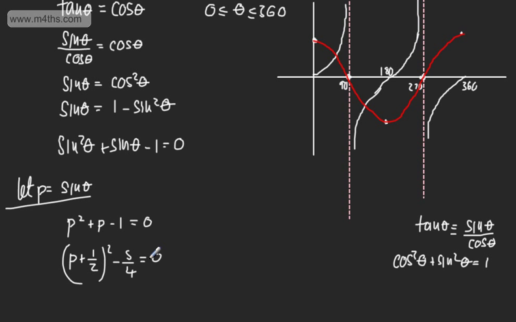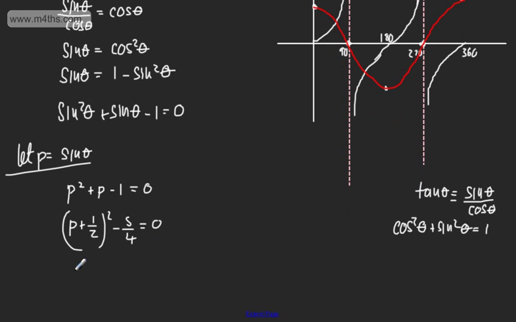So I'm assuming by this you're fairly happy with completing the square. I'm simply going to write out the solutions now. I'm going to add 5/4 to both sides, take the square root, and then subtract the 1/2.